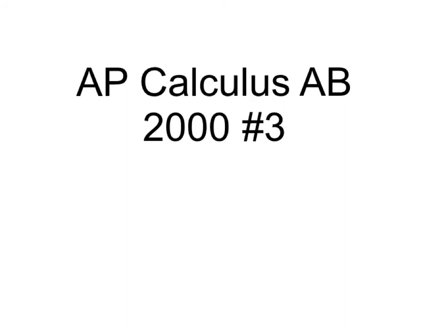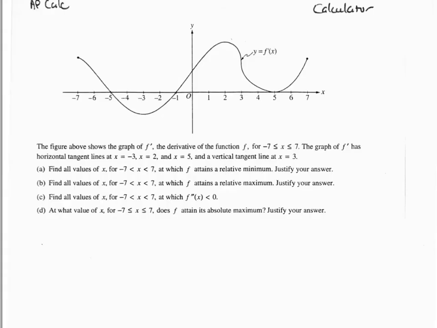This is number 3 from the 2000 AP Calculus AB exam. So they give us the graph of the derivative of a function, and they tell us our interval is from -7 to 7 right here, and that we've got horizontal tangent lines at x equals -3, at x equals 2, and x equals 5. And a vertical tangent line at x equals 3. So right at this change here, we would have a vertical tangent line.